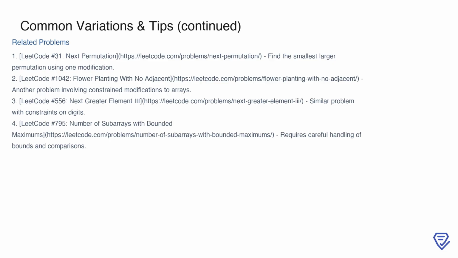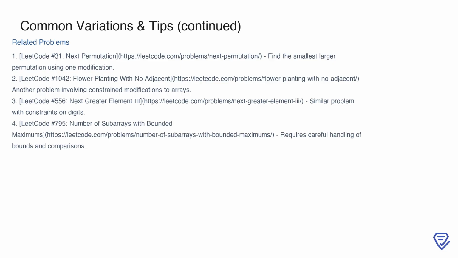The first is LeetCode number 31, Next Permutation, which asks you to find the smallest larger permutation with one modification. This problem is closely related and serves as a great comparison point. Another related problem is LeetCode number 1042, Flower Planting with No Adjacent, which involves making constrained modifications to an array under specific rules. Then there's LeetCode number 556, Next Greater Element 3, which focuses on permutations with constraints on digits, making it a good exercise to practice handling edge cases like numerical bounds.